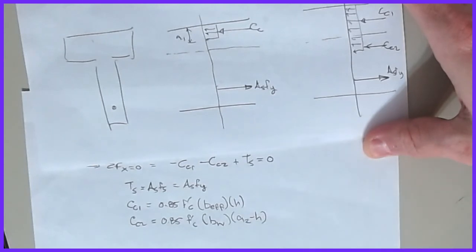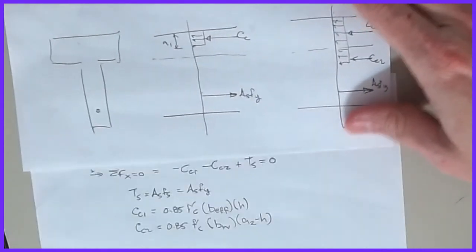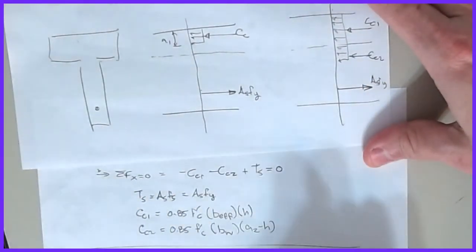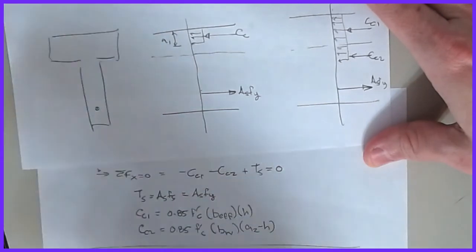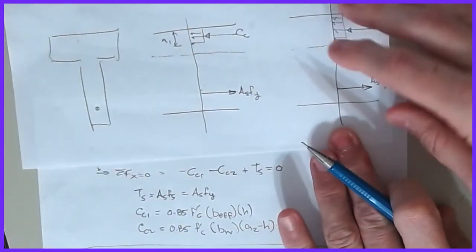Remember how we did all that? This method right here is the heart of composite construction in steel and concrete. Except now it changes a little bit, but it's the exact same approach. So for concrete, that's what we did.